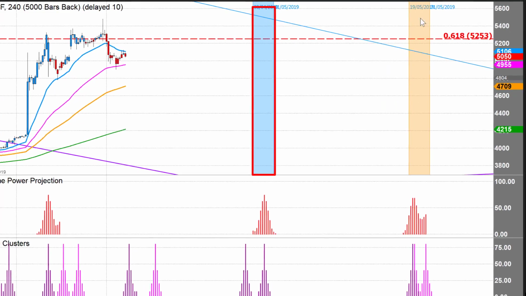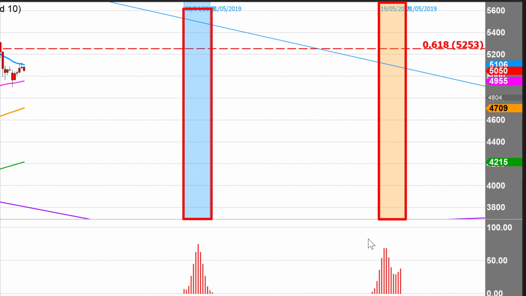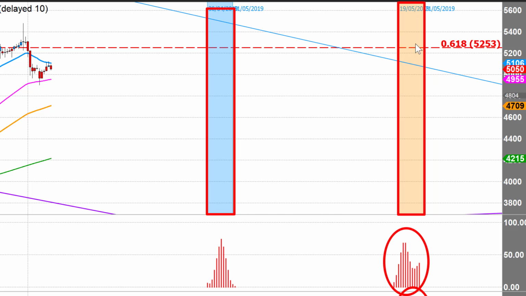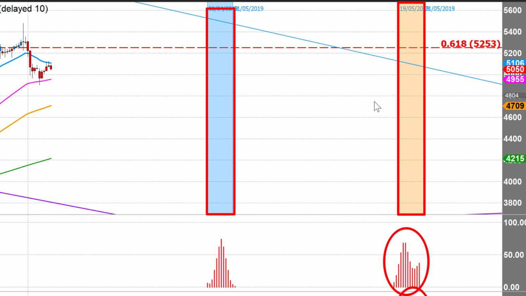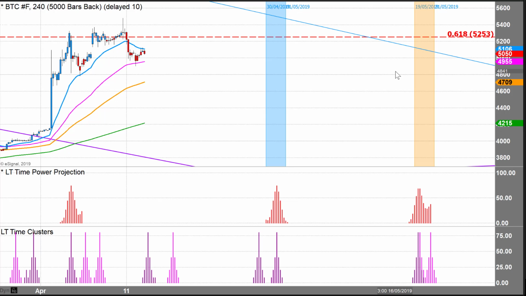This second one that you're seeing here, this second orange time power projection, is based on this time projection you're seeing here. Again, another clustering effect happening over here. This is towards the middle of May. So more or less the 19th of May to the 21st of May is the second projection. Okay, so very interesting, into the future. Now the question is, how do we interpret this?